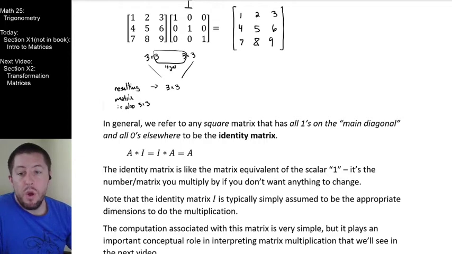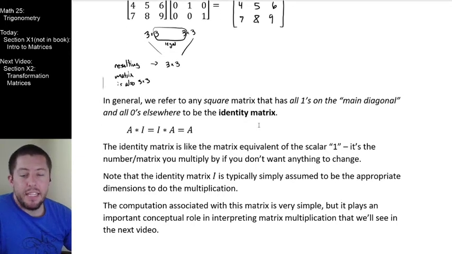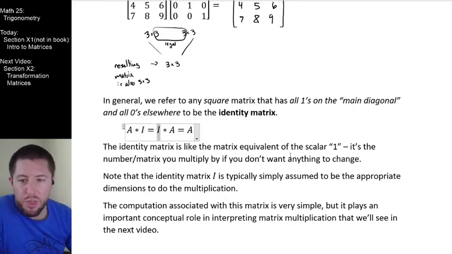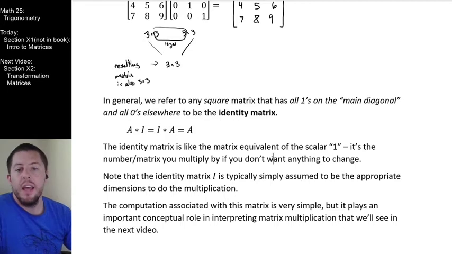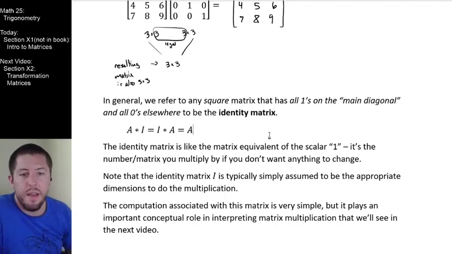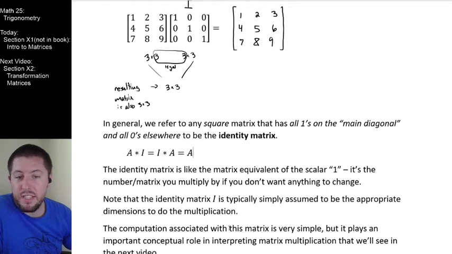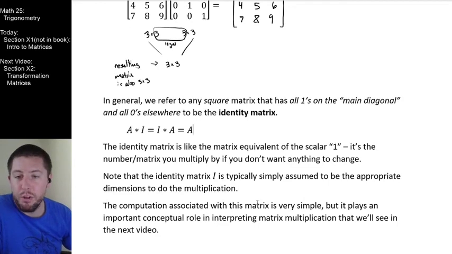In general, people don't worry too much about notating dimensions for the identity matrix. It's not like we say I subscript 3 by 3 or something like that. It's always assumed when you attempt to multiply by an identity matrix that it is of the correct dimensions for the matrix it's multiplying right there. And so what you should take away from this is that computation associated with the identity matrix is super simple. It's literally the thing that says leave it all alone.